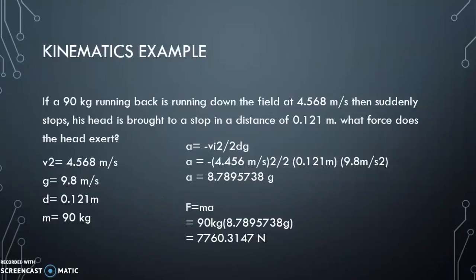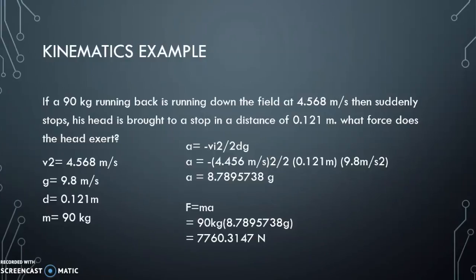Now, a kinematic example. We would now like to walk you through an example equation using the kinematics formulas we made you familiar with in the previous slide. If a 90 kilogram running back is running down the field at 4.568 meters per second, then suddenly stops, his head is brought to a stop in a distance of 0.121 meters. What force does his head exert?